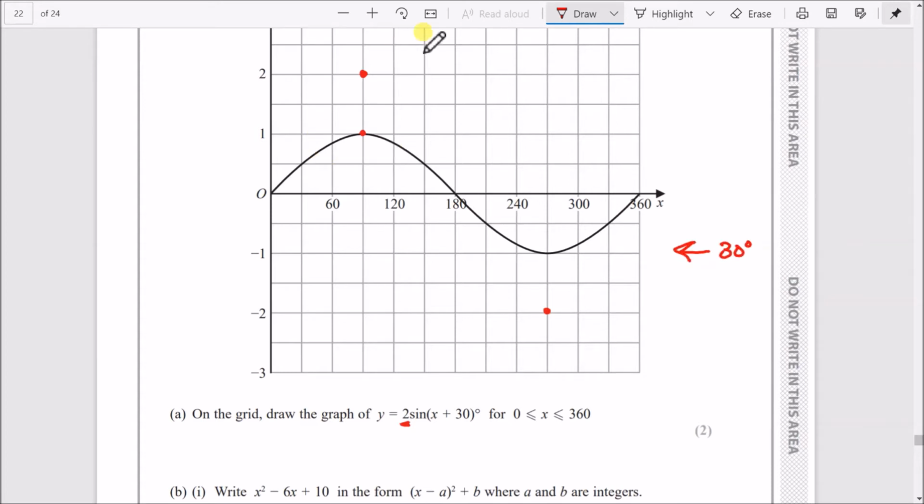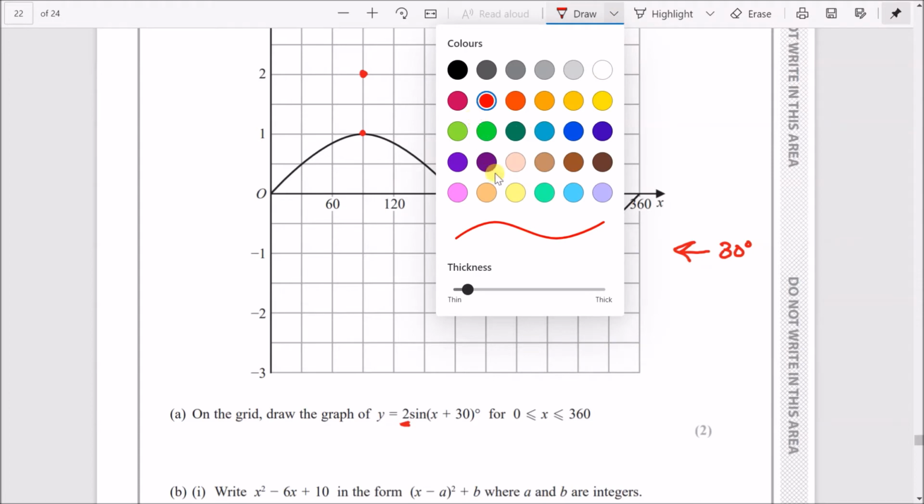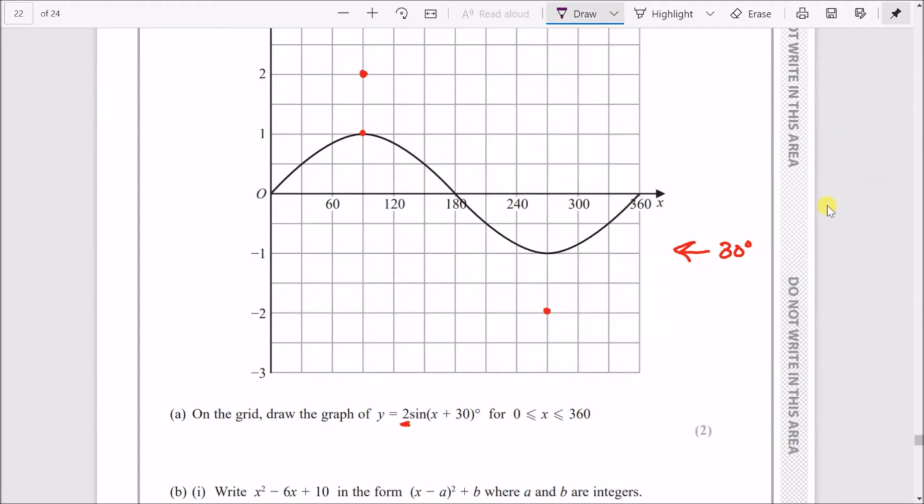If we drew the original graph for a second, let's use a dotted line, this point here would have been over here. This point here would have been over here. So it would have been something like this, 30 degrees to the left. And likewise, this would have been here, this would have been here, and so on. So let's just see how it looks.